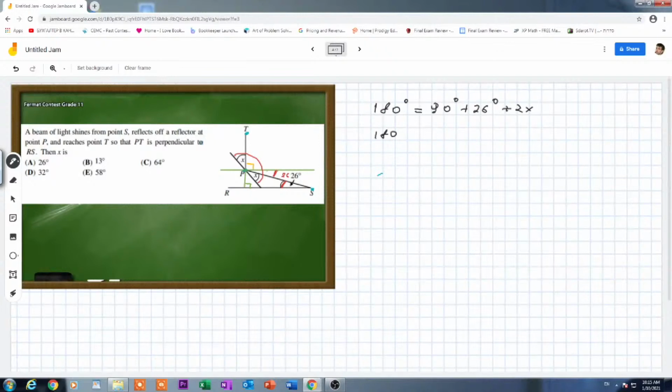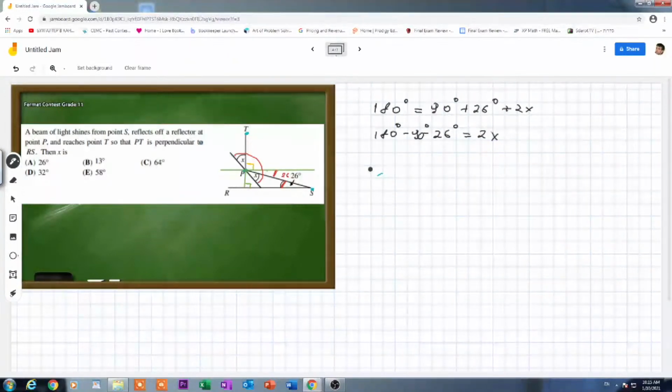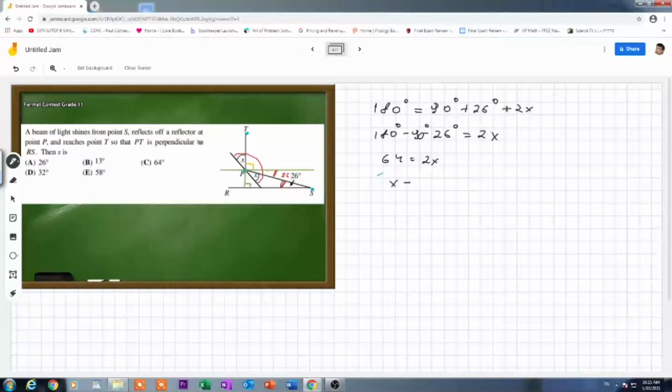Okay, so we just need to solve a simple equation. So 180 minus 90 minus 26 equals 2x. So it's 90 minus 26, that's 64, equals 2x. We divide both sides by 2, 32 degrees. So correct answer is D.